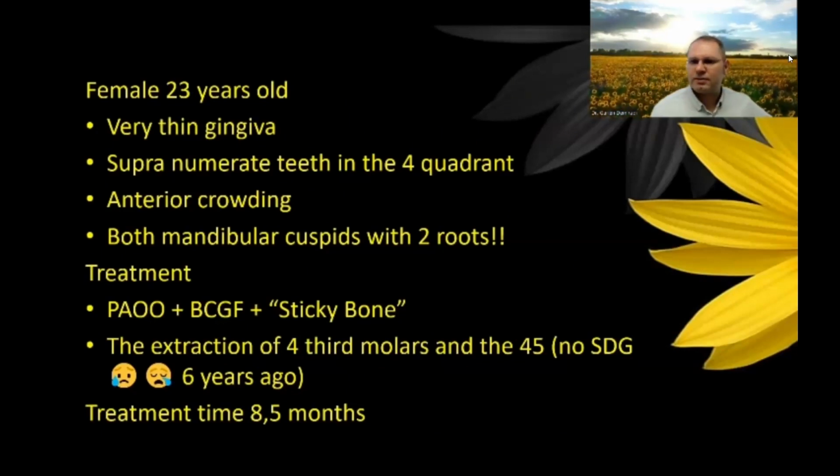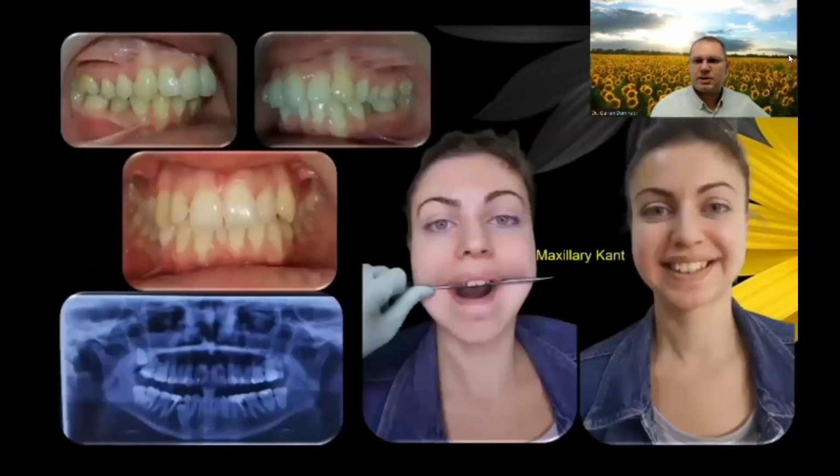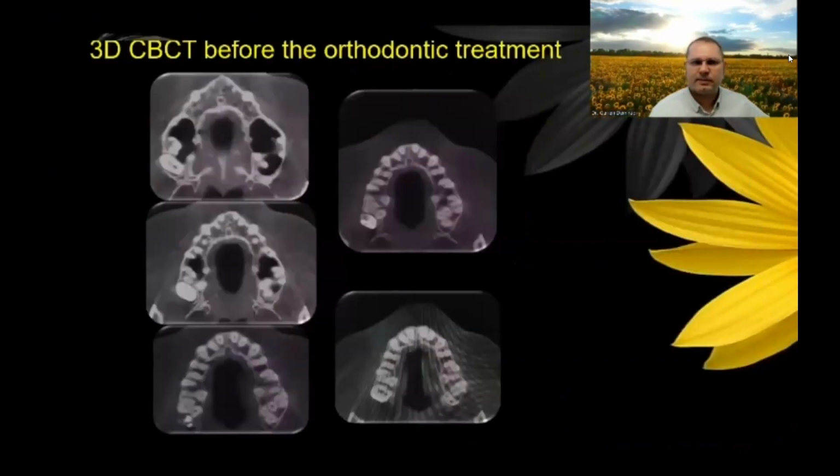Treatment time 8.5 months. The maxillary cant, another doctor, actually, this one is also a doctor, is clearly visible, and the fact that all the roots are outside the bony envelope made it quite difficult for the patient to find the right orthodontist to take care of her. Without surgery, it was a little difficult, or so to say, impossible.